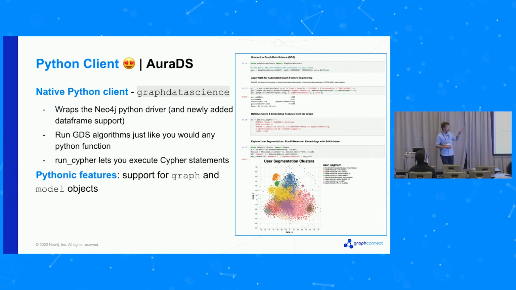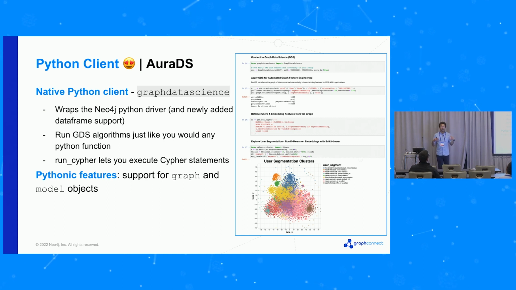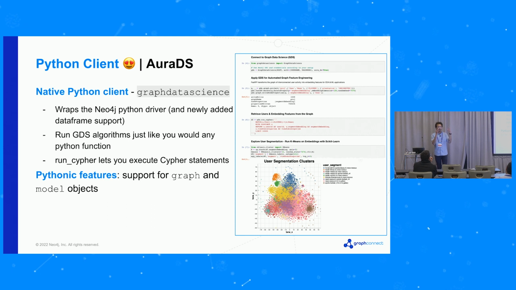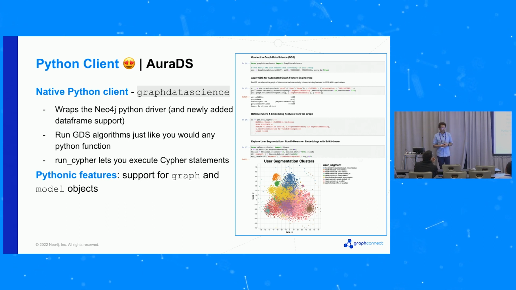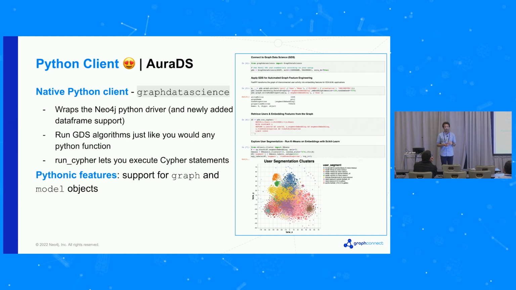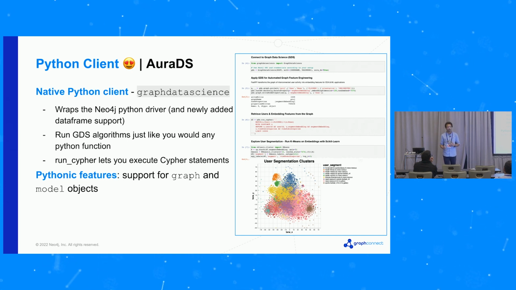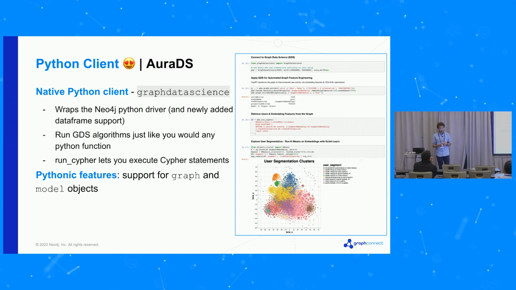So the Python client is really, really cool. It allows you to natively interact with AuraDS itself. So you can treat AuraDS and all of the in-memory graphs and the models as Pythonic objects. This means that you can say, either I want to run Cypher, or you might want to say gds.graph.list. And rather than adding lots of boilerplate and having to learn about transaction functions and everything else, you can just do this Pythonically and interact with AuraDS.